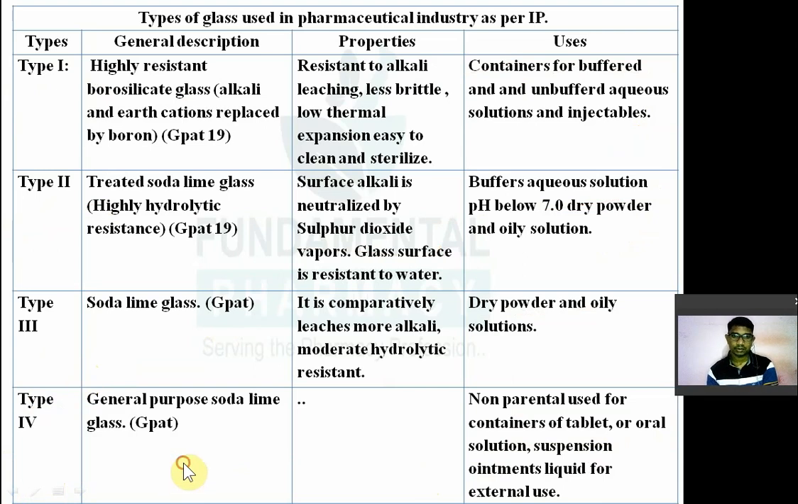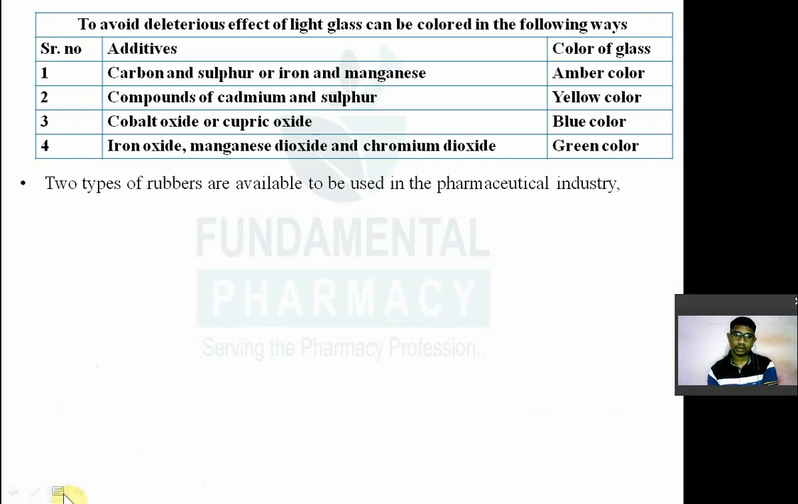A question has also come once on this: modification of glass to avoid the deleterious effect of light. Glass is transparent to light, so light can enter directly and your product will be exposed directly to light. Because glass is transparent, the light may cause photohydrolysis of your product, or may alter it, bringing some change in the product: photolysis, photohydrolysis, photooxidation. To avoid that, you have to make certain changes in the glass, so you have to impart color to the glass.